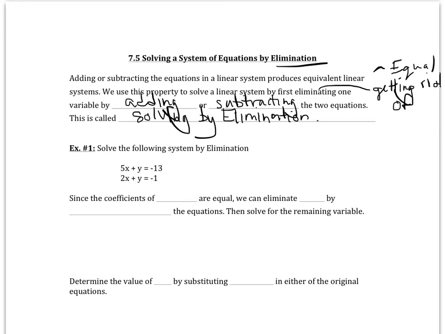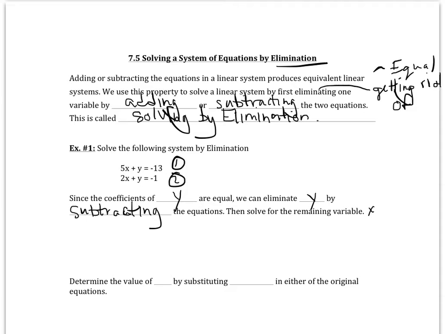Okay, example 1. Solve the following system by elimination. So the first thing we're going to do is write down which equation is which. Since the coefficients of y are equal, we can eliminate y by subtracting the equations. Then solve for the remaining variable. In this case, our remaining variable is x.